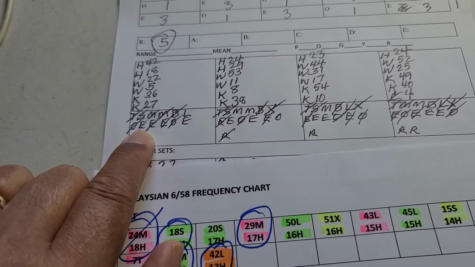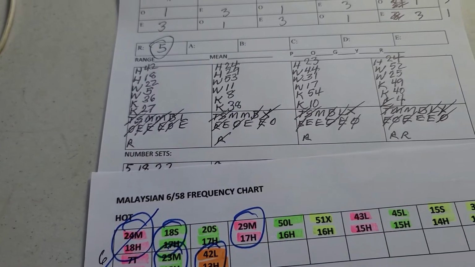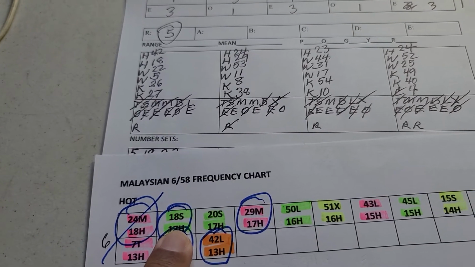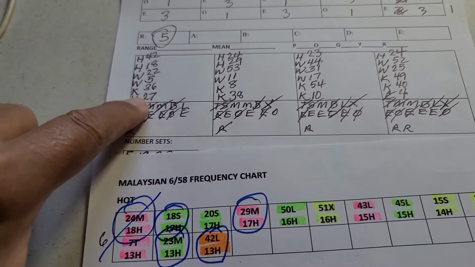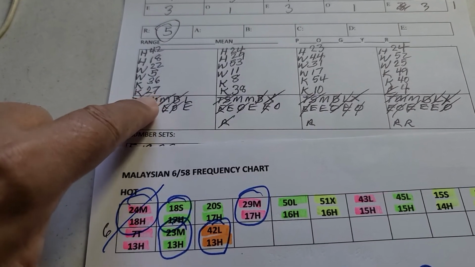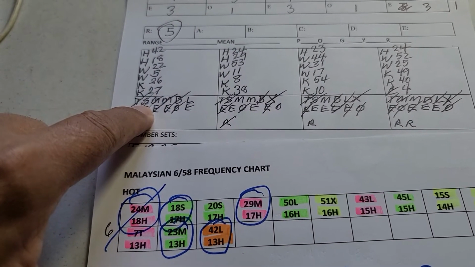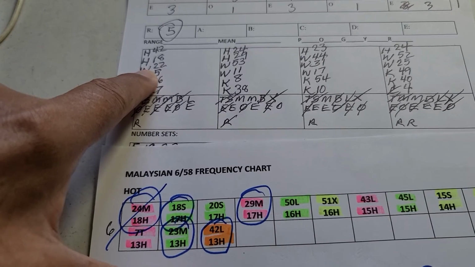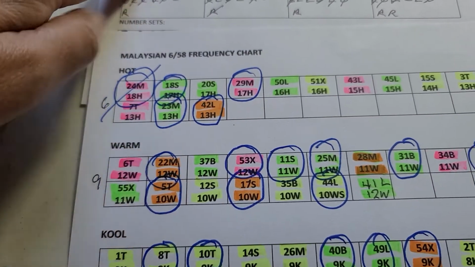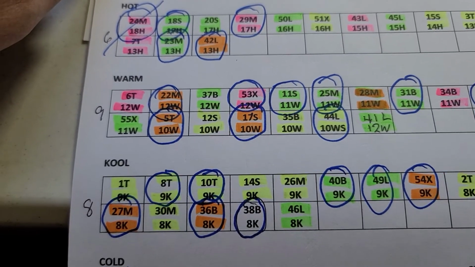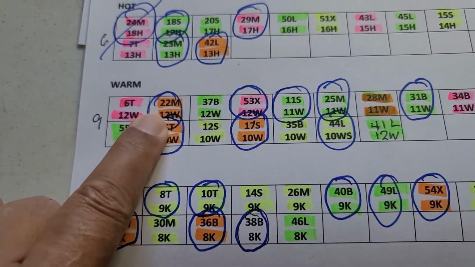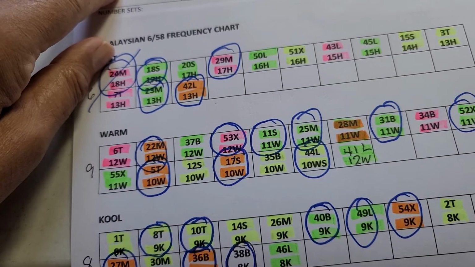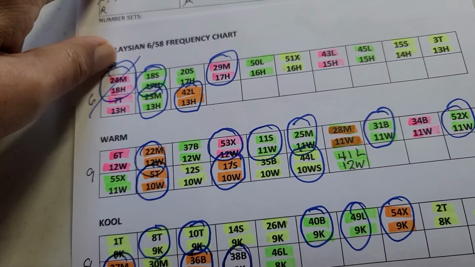The next number I chose was 18, and 18 is right here. Okay, 18 is a small number, so I marked off S. It's an even number, so I marked off an E. Okay, and I put it up here next to the H. The next number chosen was a 22, and 22 is a warm number. And where's 22? Yeah, 22 is right here. It's a medium number, so we mark off one of the M's. And it's a warm number, so we place it next to the W.